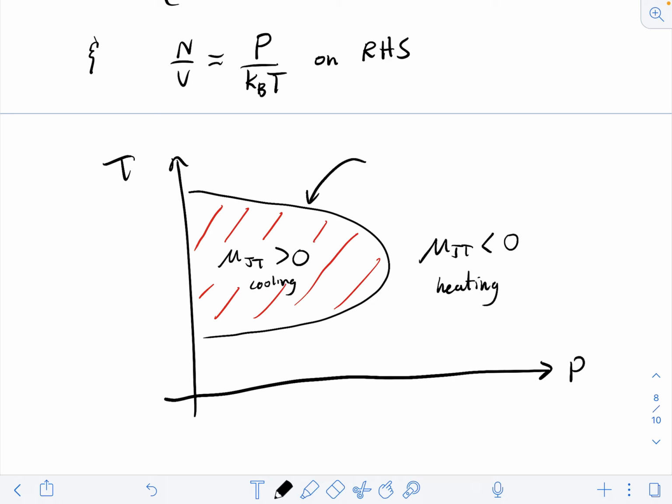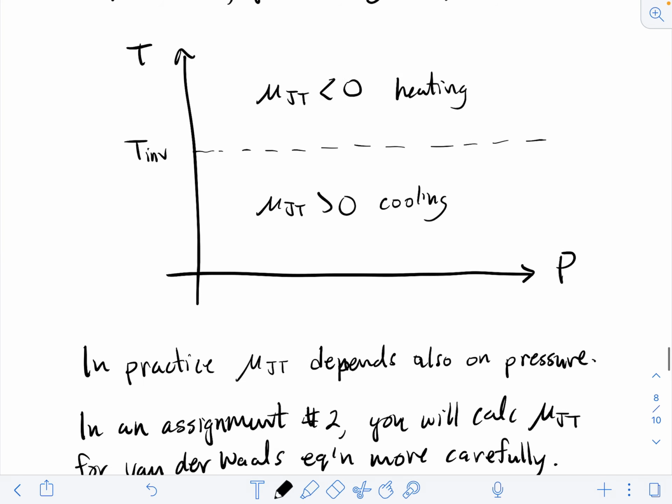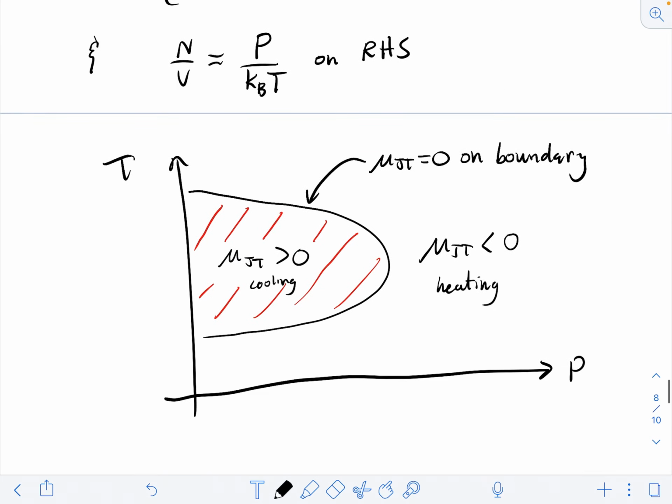This curve here, this boundary, is where the Joule-Thomson coefficient is equal to 0. For us, our boundary was a straight line, right? The boundary was this dashed line here. You're going to find a more intricate boundary condition, and this is called the inversion curve.